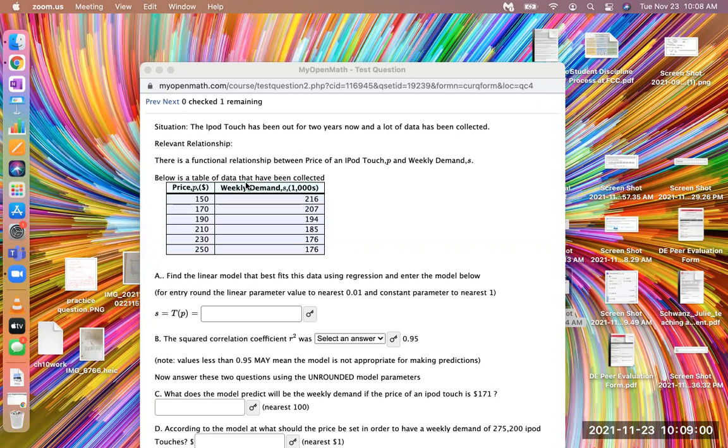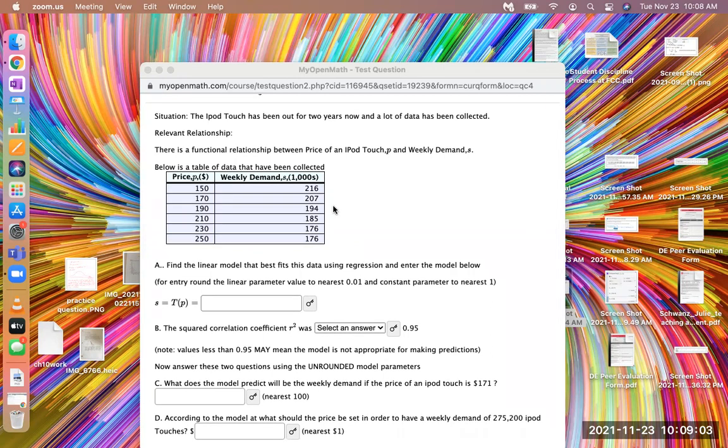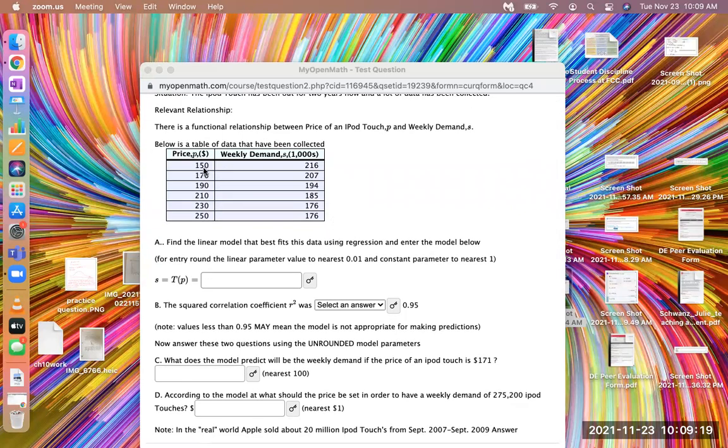Okay. And this is real life. Obviously there are iPads out there and there are prices of the iPads, and when you look at economics and get into those types of fields, you do data like this. So they give us this table, and then they say, find the linear relationship that best fits this data using regression and enter the model below. For entry, round the linear parameter value to 0.01 and constant parameter to nearest 1.